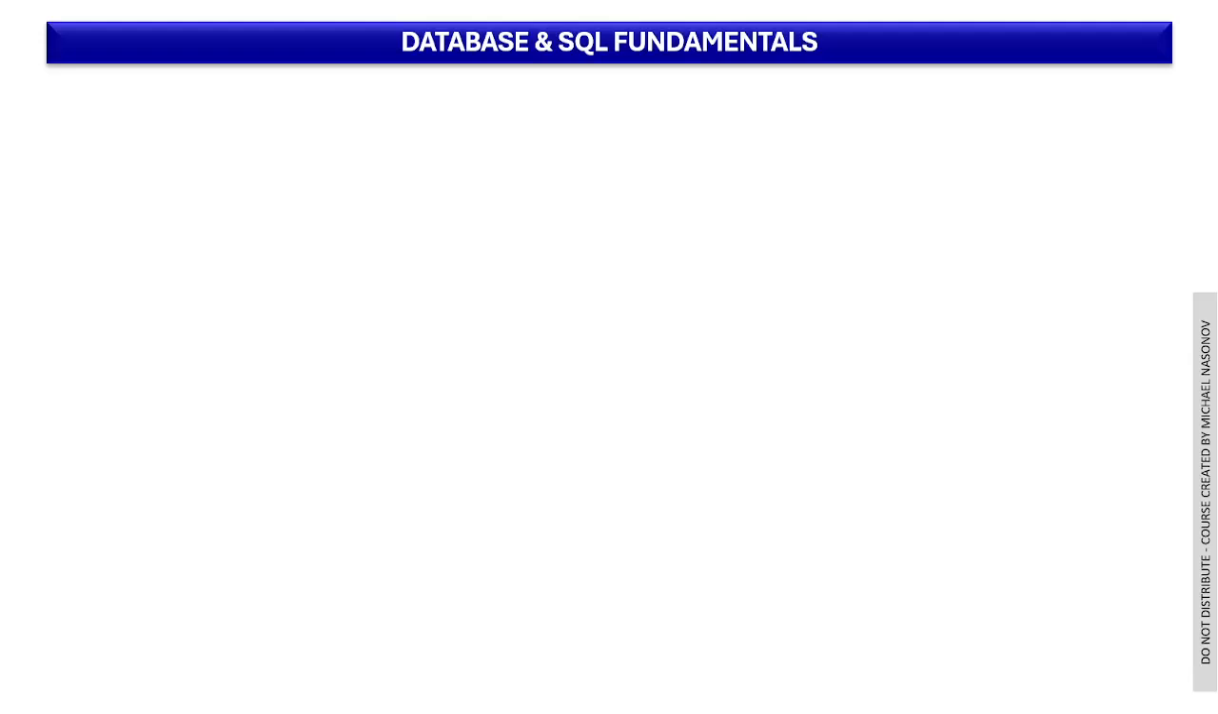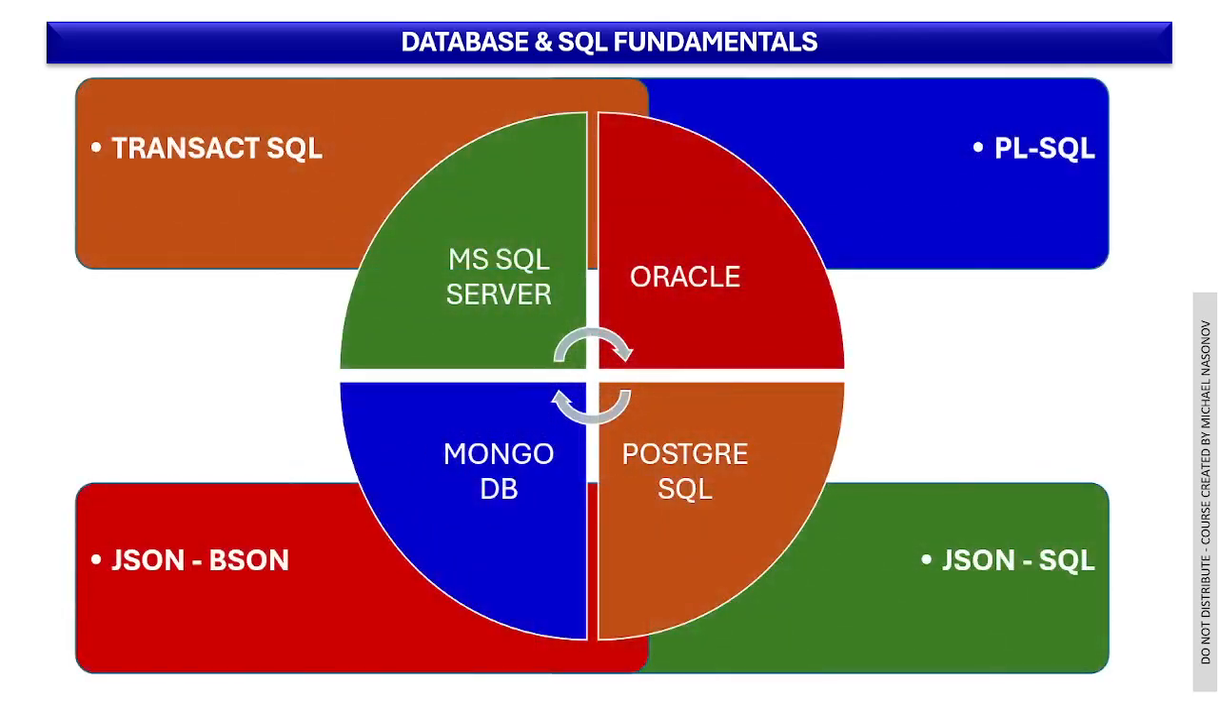Database and SQL fundamentals. There are many kinds of different databases. For example, the well-known Microsoft SQL Server, which uses its own T-SQL or Transact-SQL language. Oracle, a very famous one, which developed PL/SQL, or procedural language SQL. MongoDB, which uses a JSON kind of format called BSON, and PostgreSQL, which uses both normal SQL for normal databases and a JSON format.